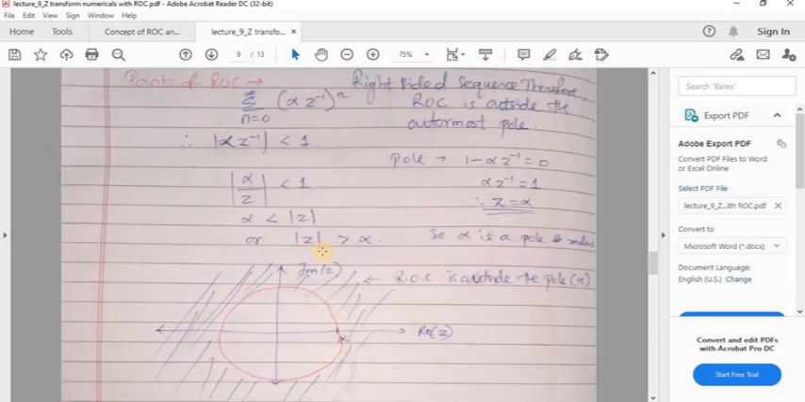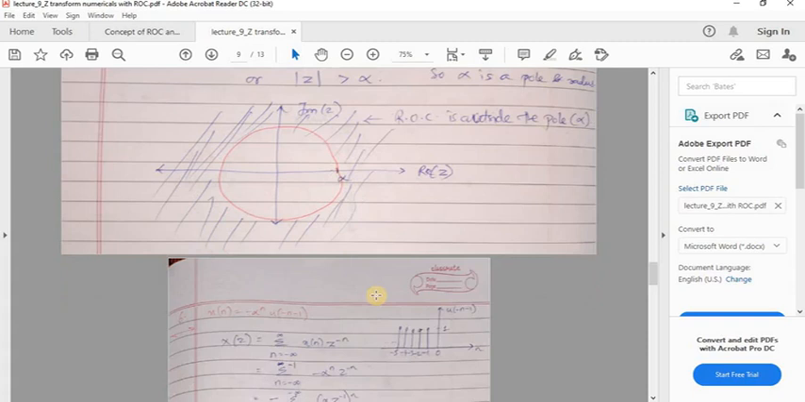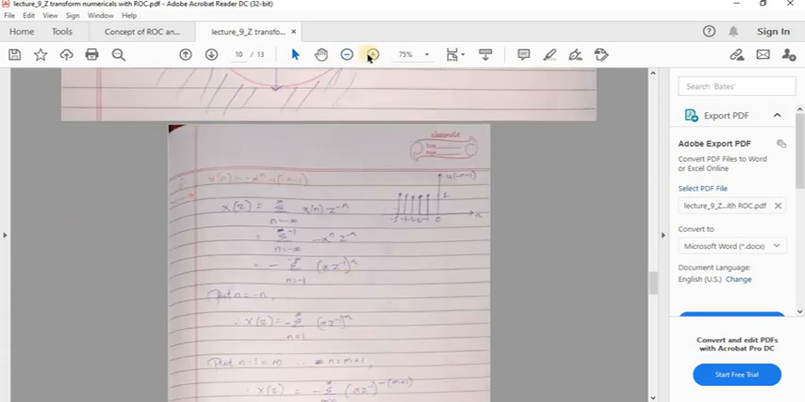So as z is greater than alpha, the ROC is outside the pole. This is the pole alpha drawn here, and the ROC is outside the pole. Inside the pole there is no ROC. Outside the pole there is ROC, up to infinity.